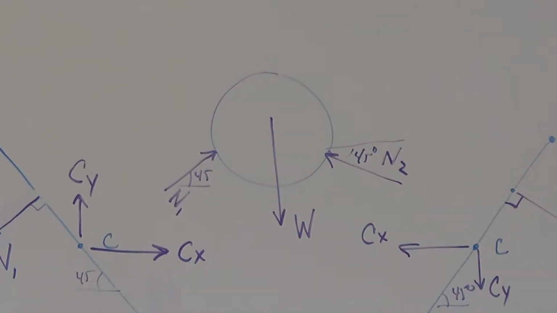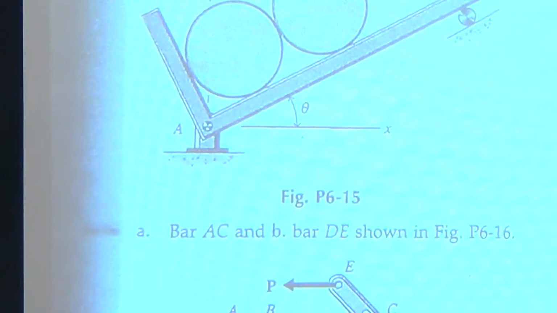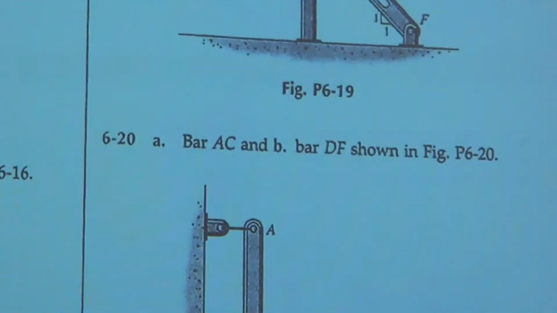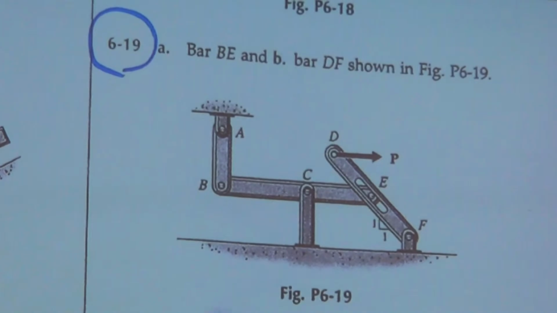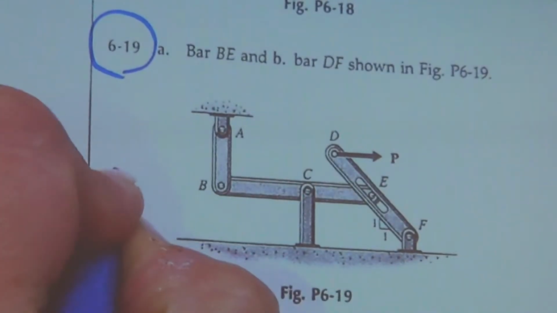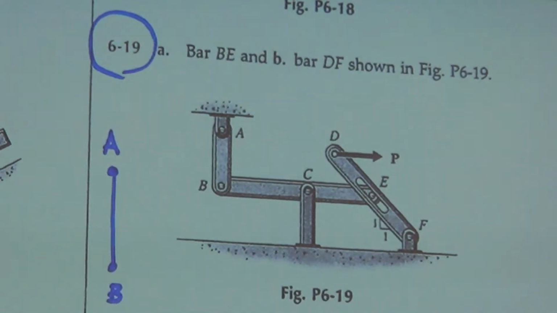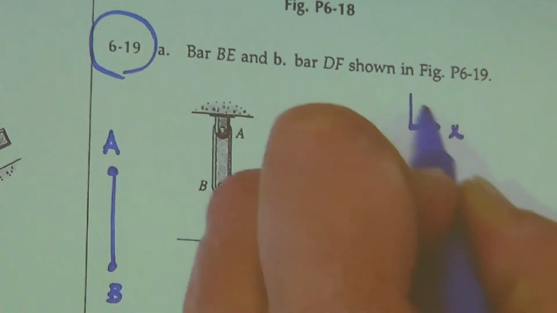Okay, let's do another one. Let's do 19. I want you to draw the free body diagram of AB and B, C, E. You have two free body diagrams you have to draw.